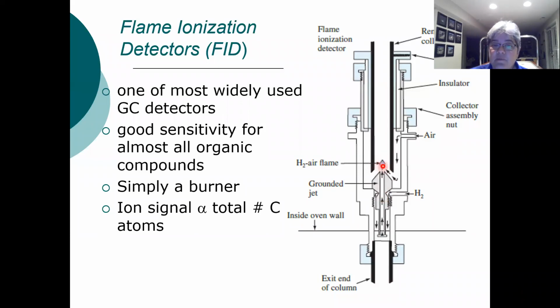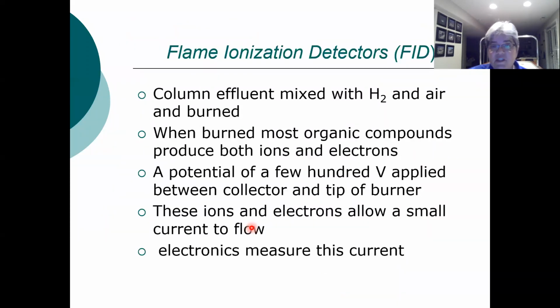And when your sample is burned up, it's going to form ions. And then you actually have a potential difference between this part, the burner, and up here, the collector. So you're going to get a current that forms from the number of ions that are formed. So this detector tells you how many carbon atoms. So this just explains what I just did about how the detector works.